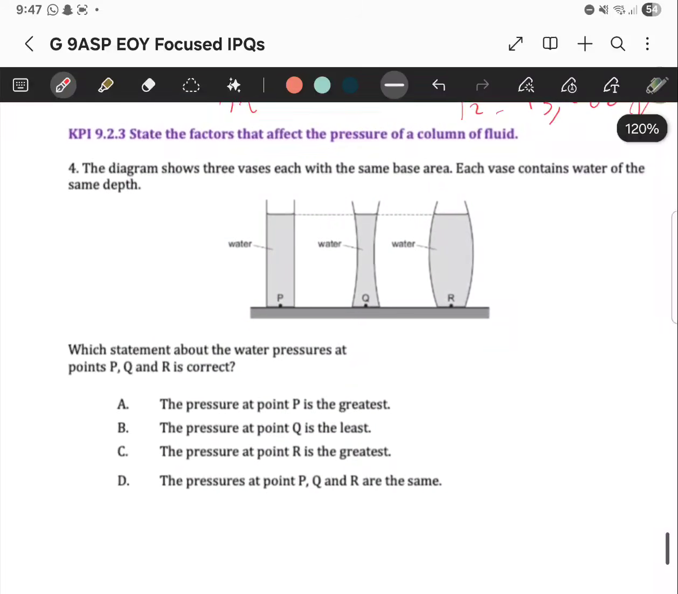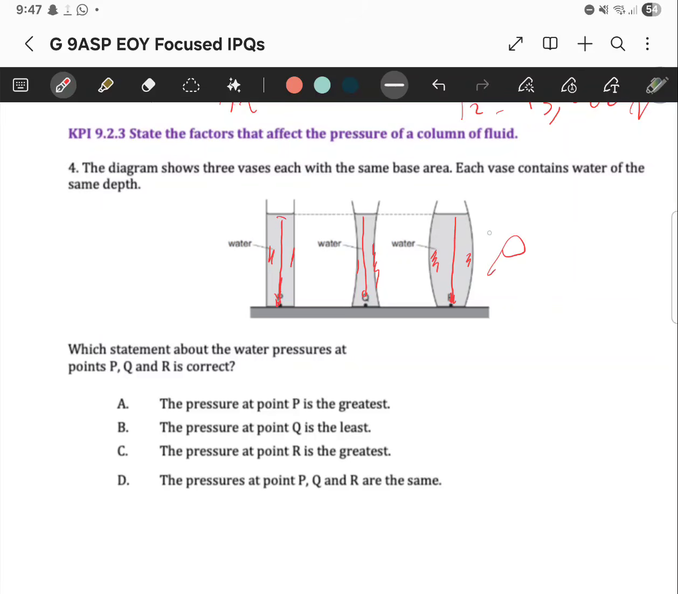What statement about the pressure at points P, Q, and R is correct? Okay, so what are we asking for? This is talking about the pressure. Okay, this is inside a liquid now. Inside a liquid, it's not about this area, it doesn't matter. The pressure in a liquid varies with depth. You are thinking about how much water is directly above you. Don't care about the water on the sides, just the water directly above you.